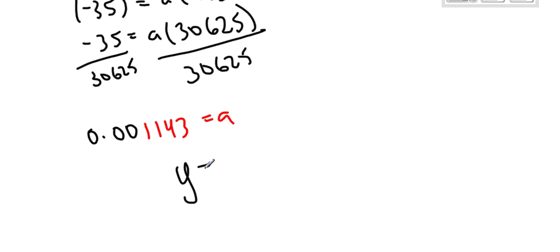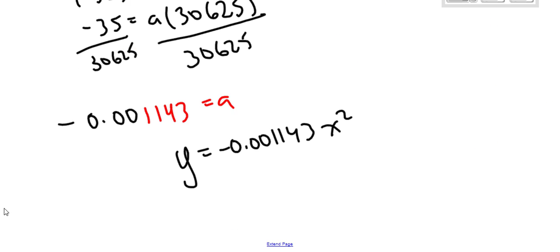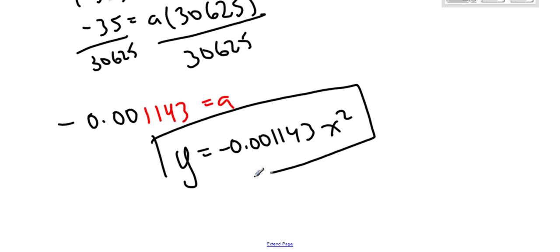So that gives me this equation. Oh, it was negative, right? Don't forget that. That's not a small mistake. That's a pretty significant mistake because it's clearly a negative parabola. So there's my equation in vertex form.